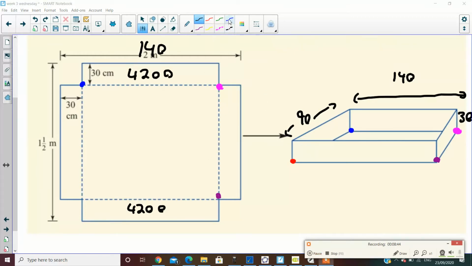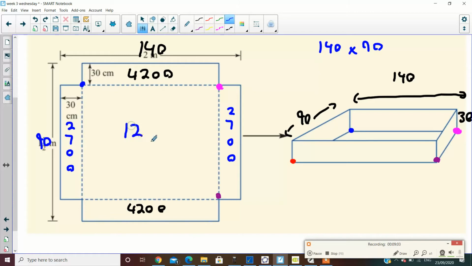All right, 30 by 90. What's 30 multiplied by 90? 2,700. There's your 2,700s sorted. Finally, 140 by 90 max. 140 by 90. There you go. Now, add them all together. Is it an open box or a closed box? It's an open box, isn't it? What happens when you add them all together?